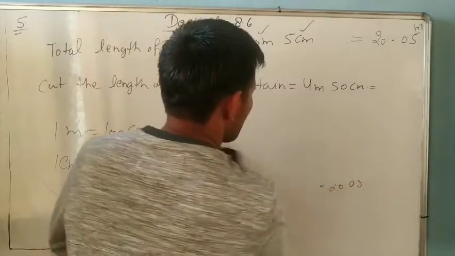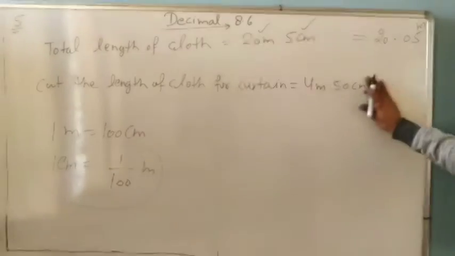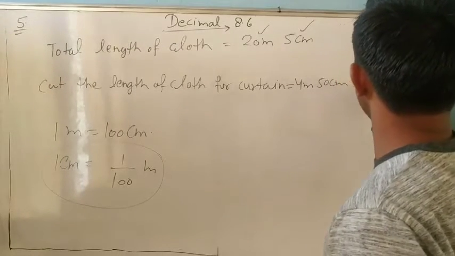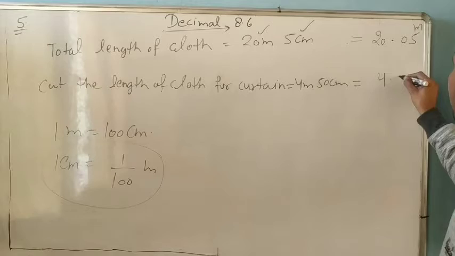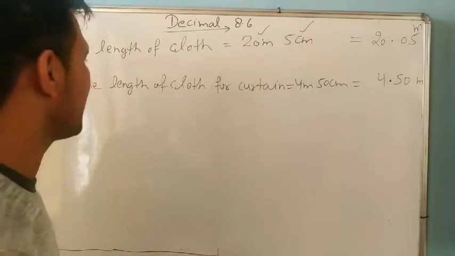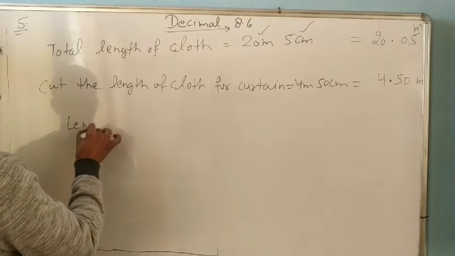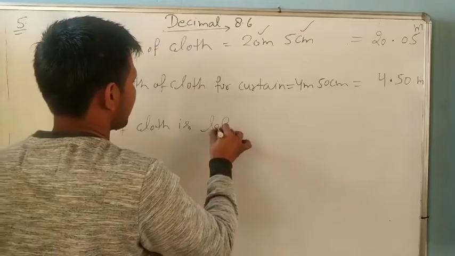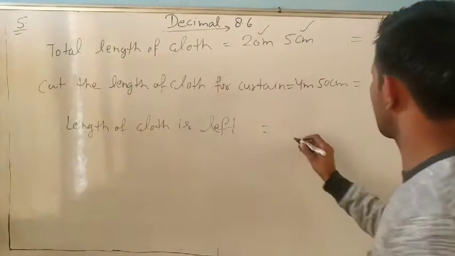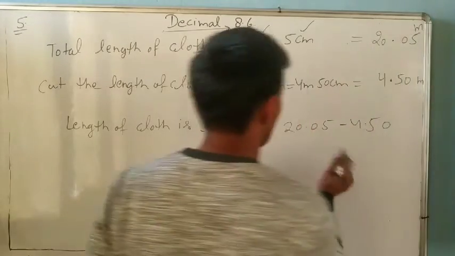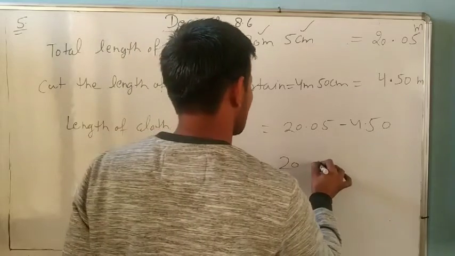Same as it is, can you change this one? I am writing directly. It becomes 4 meter 50 centimeter, it becomes 4.50 meter. Understand? Now we have to find how much length of the cloth is left. So write length of cloth is left. How much is left? So we have to subtract. So 20.05 minus 4.50.